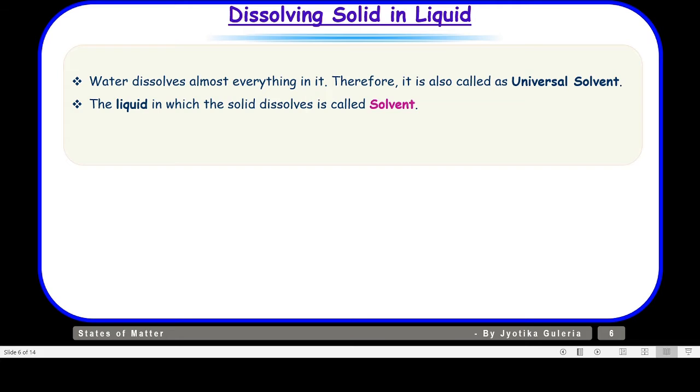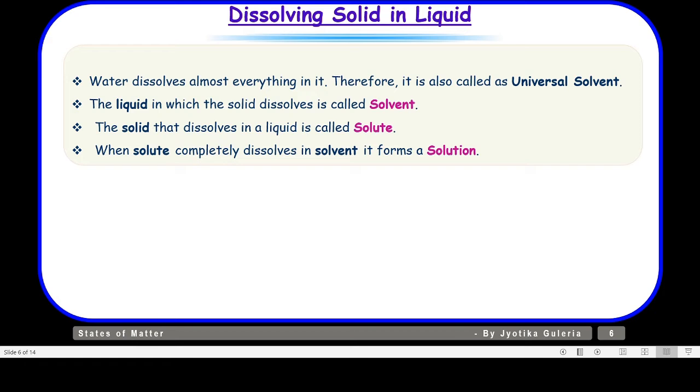Now, the liquid in which the solid dissolves is called the solvent. The solid that dissolves in a liquid is called the solute. When the solute completely dissolves in the solvent, it forms a solution. Let us try to understand these terms with this diagram.